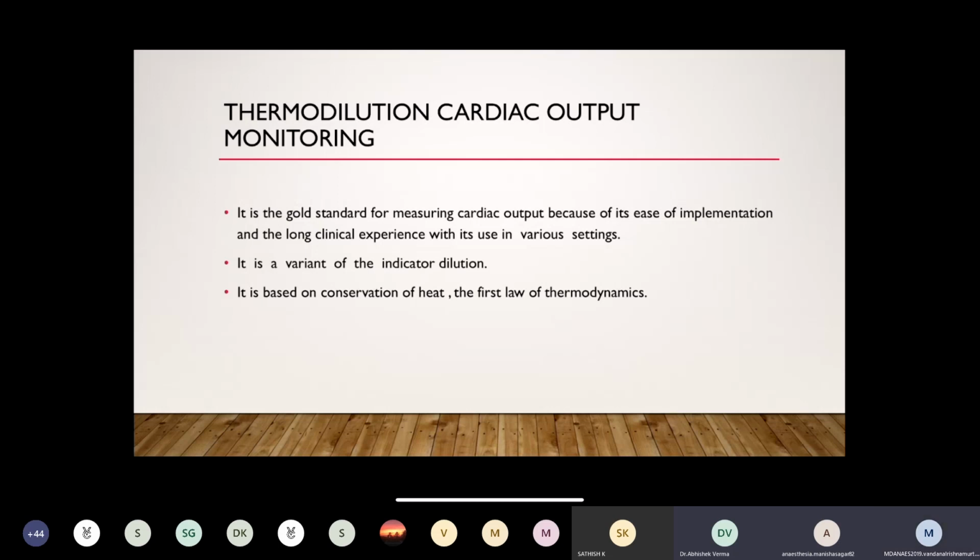Continue, Vandana. Monitoring. It is a gold standard for measuring cardiac output because of its ease of implementation and the long clinical experience with its use in various settings. It is a variant of the indicator dilution technique. It is based on conservation of heat, the first law of thermodynamics.